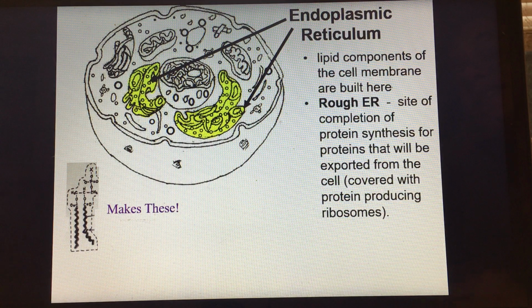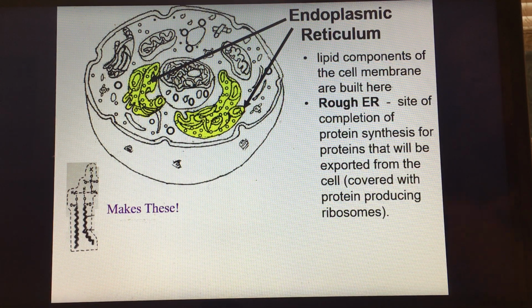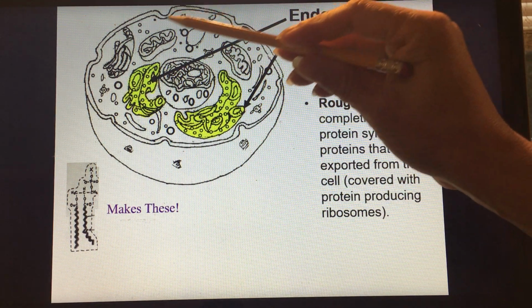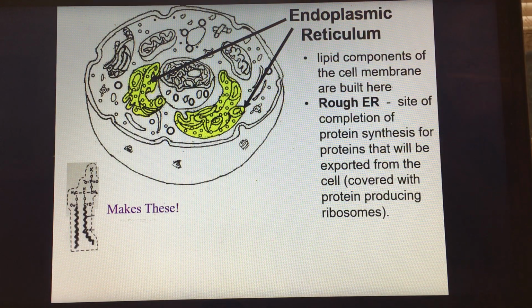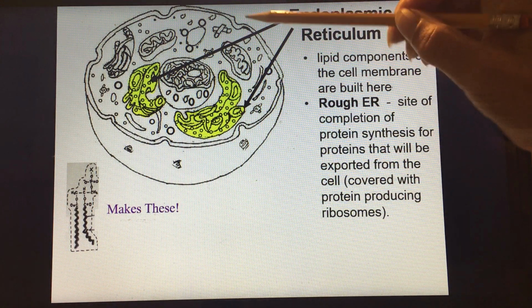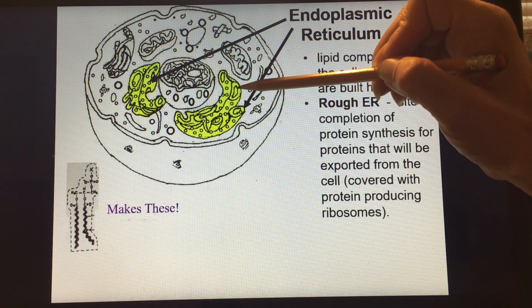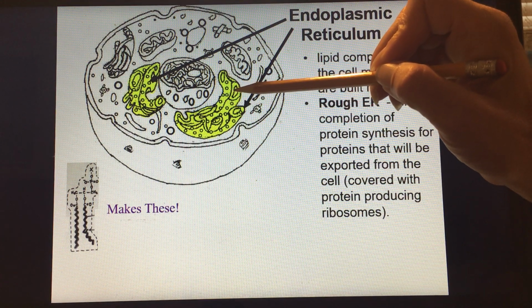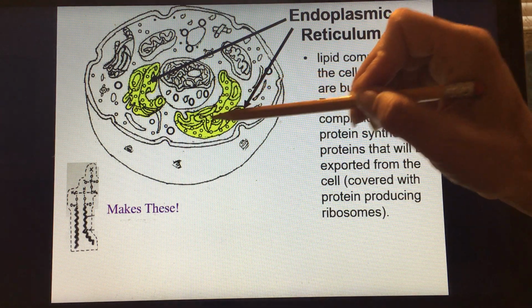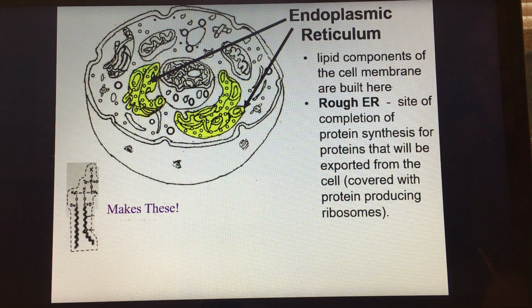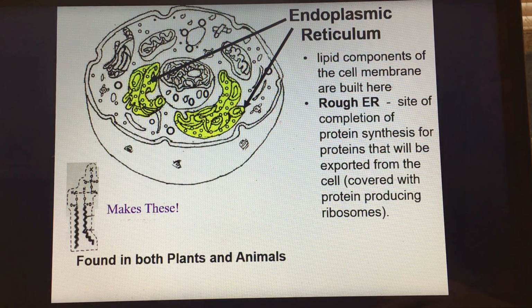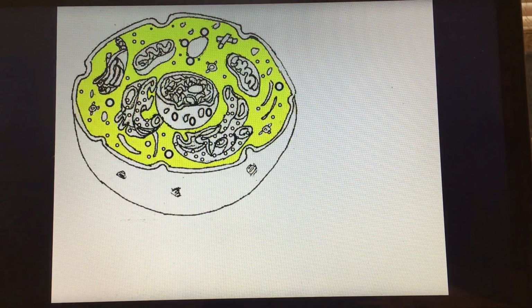So if the cell is not making proteins that are going to leave the cell, the proteins are made on the ribosomes just floating around in the cytoplasm. If the cell is making proteins that are going to leave the cell, they start on the ribosomes in the cytoplasm, but then those ribosomes migrate to the surface of the endoplasmic reticulum, and then it will look rough because it's got all these little bumps on it, and then it's referred to as rough endoplasmic reticulum, or rough ER for short. And the endoplasmic reticulum is found in all cell types except for bacteria, including plant and animal cells.